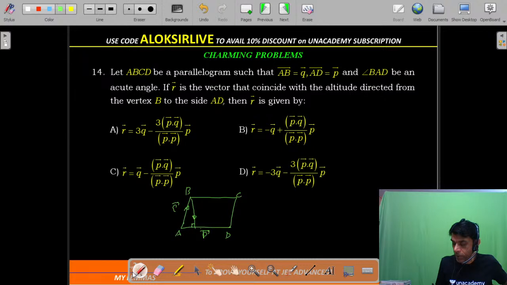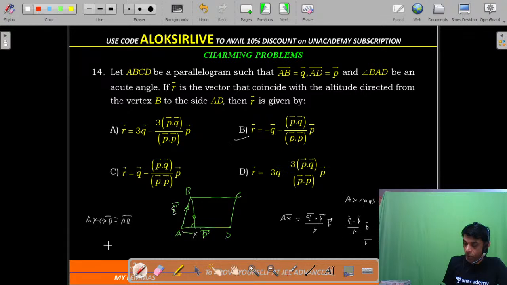See, we got AX first, and now we are using AX plus XB equal to AB. So be careful, you cannot write AB in full form. AB is already Q because it is given. So you will say that this Q is made up of AX and XB, out of which XB is given, so you can find this number. So B you will get as the answer.